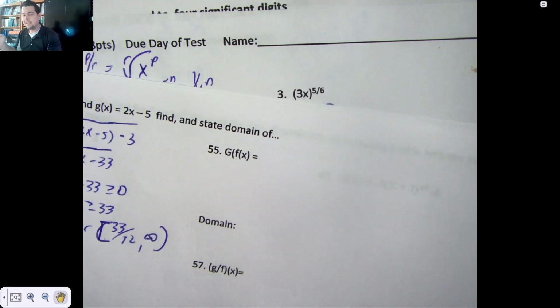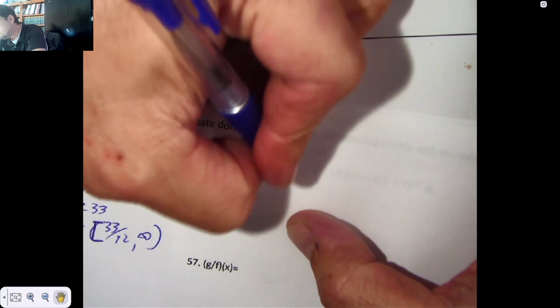55 is g of f of x. So when I write g, I see a 2. Now I see an x, and it's going to become the root of 6x minus 3. And then take away 5. And I still follow that same rule. The root of anything, whether it be a smiley face or a frowny face, it doesn't matter. It's bigger than or equal to 0.